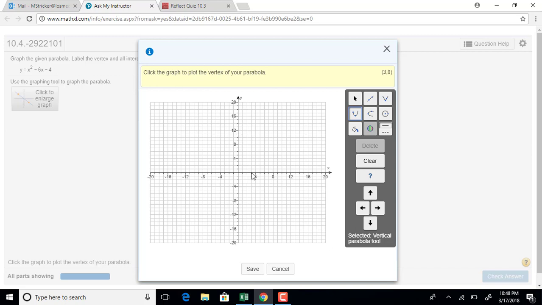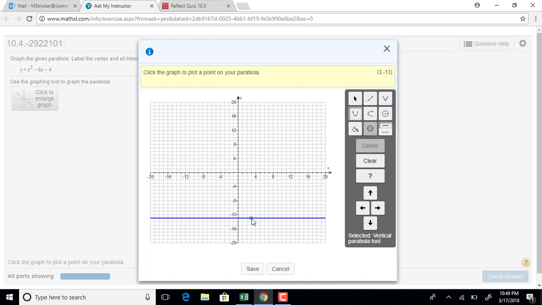and negative 13. So I'm going to go 3, negative 13 is right there. You'll notice that up there on the graph it also said 3, negative 13. And then you just need one other point and the graphing utility is going to do the rest of it.